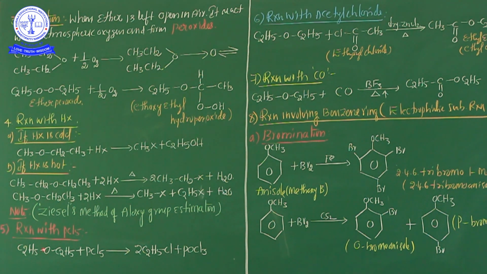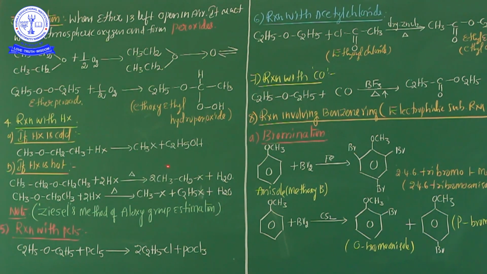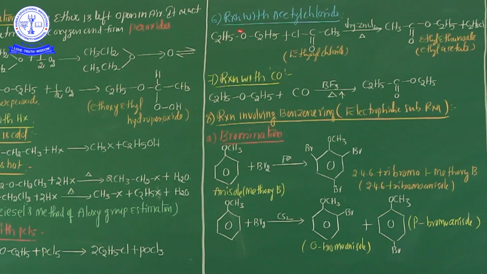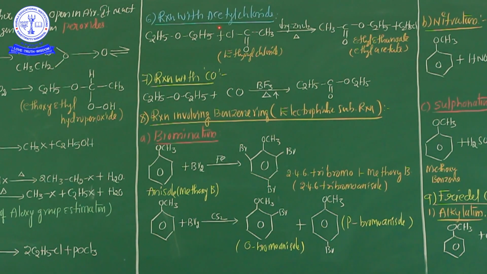After that, reactions with PCl5, phosphorus pentachloride. See here, C2H5OC2H5: diethyl ether treated with phosphorus pentachloride gives ethyl chloride and additionally POCl3. These are the reactions with PCl5.